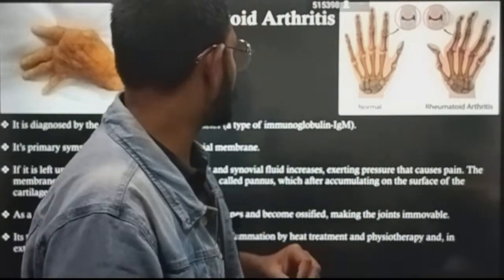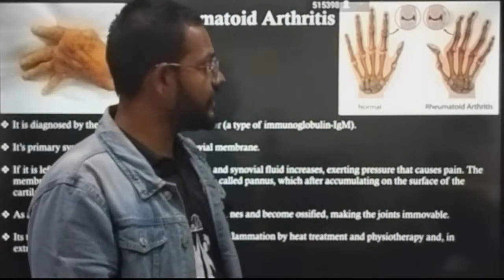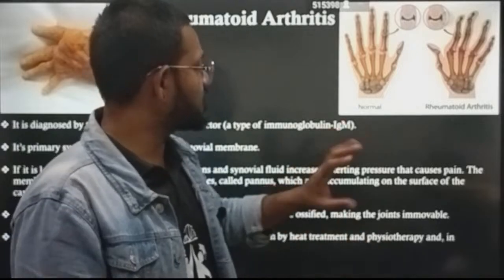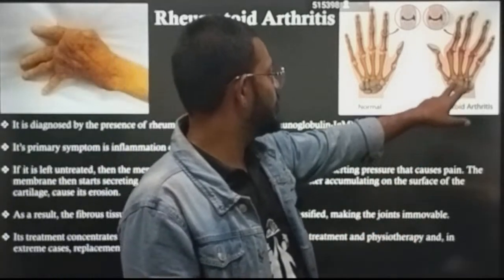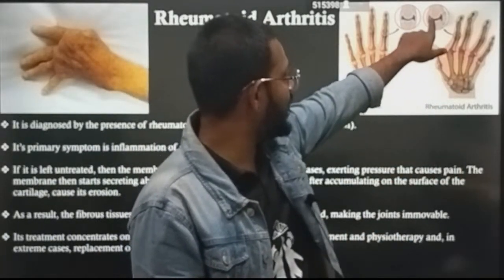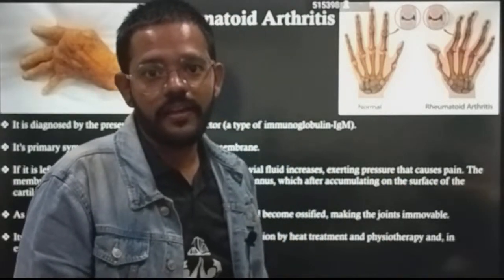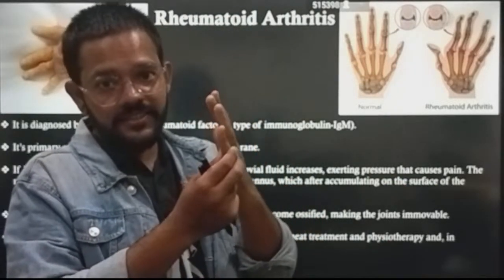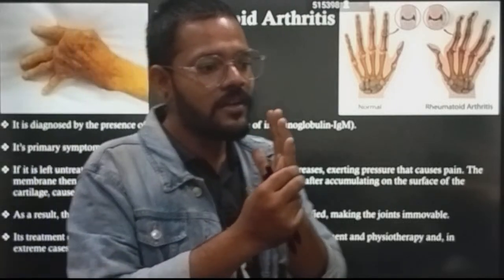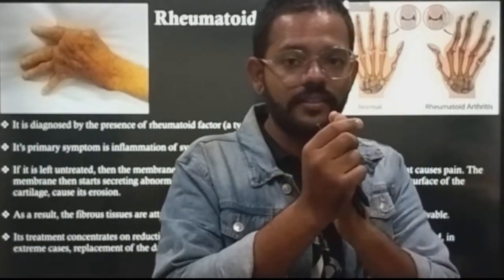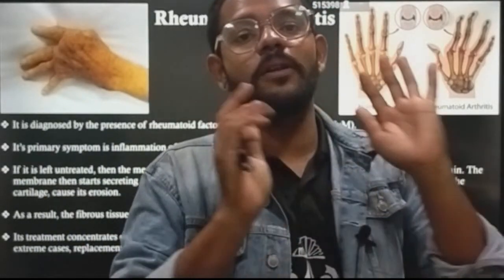Okay, this is a normal skeleton, one which does not have rheumatoid arthritis, and this one has rheumatoid arthritis. See this red thing which is accumulating here, the dark red one, this is pannus. Okay, after some time the joints attach together and form one, meaning they get joined, and after joining they become immovable.